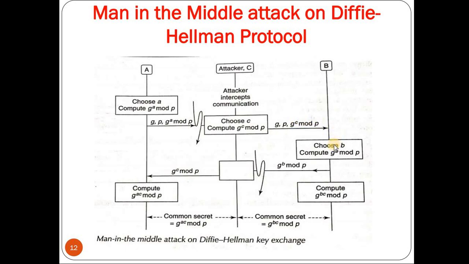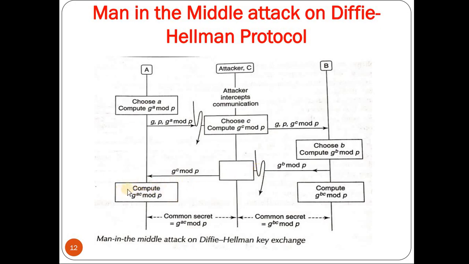On receiving that, B chooses a random number B and computes G to the power B mod P. Now in the next message it will send the computed value, that is G to the power B mod P, actually to A. Now again that is intercepted by C, and what it does is, it keeps this message as it is, and the previously computed G to the power C mod P is sent back to A. Now at this point A will have G to the power A mod P and G to the power C mod P. B will have G to the power C mod P and G to the power B mod P. But C will have G to the power C mod P, G to the power A mod P and G to the power B mod P.